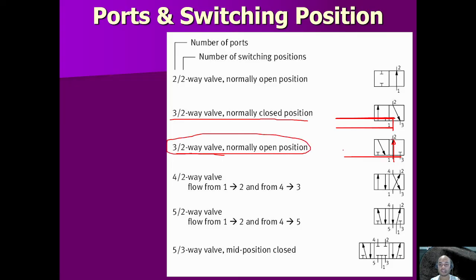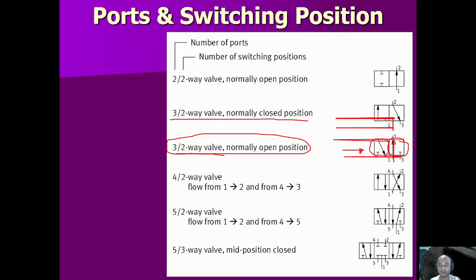And then if we activate that, we move the box from left to right, so the new position will be closed. But if there is no actuation here, there is no movement, so this is a normally open position. Okay, next here we have four ports, one, two, three, and four. We have four ports and two positions, and so this is what we call the four two-way valve.